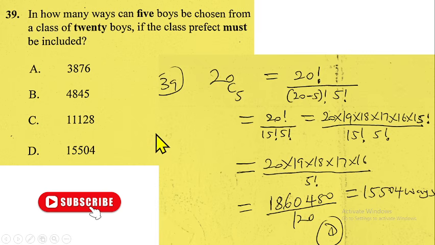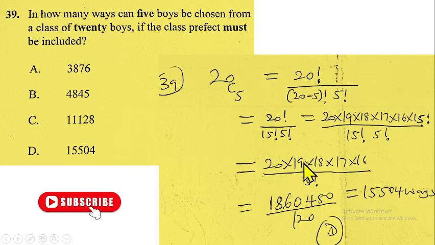Question 39 is the second to the last question for this video. In how many ways can 5 boys be chosen from a class of 20 boys if the class prefect must be included? That's a selection with condition, and that is combination. 20 combination 5. So that can be written as 20 factorial over 20 minus 5 factorial times 5 factorial. So 20 minus 5 is 15 factorial. So we can expand this 20 factorial to 15 factorial, so that this 15 factorial can cancel this 15 factorial.